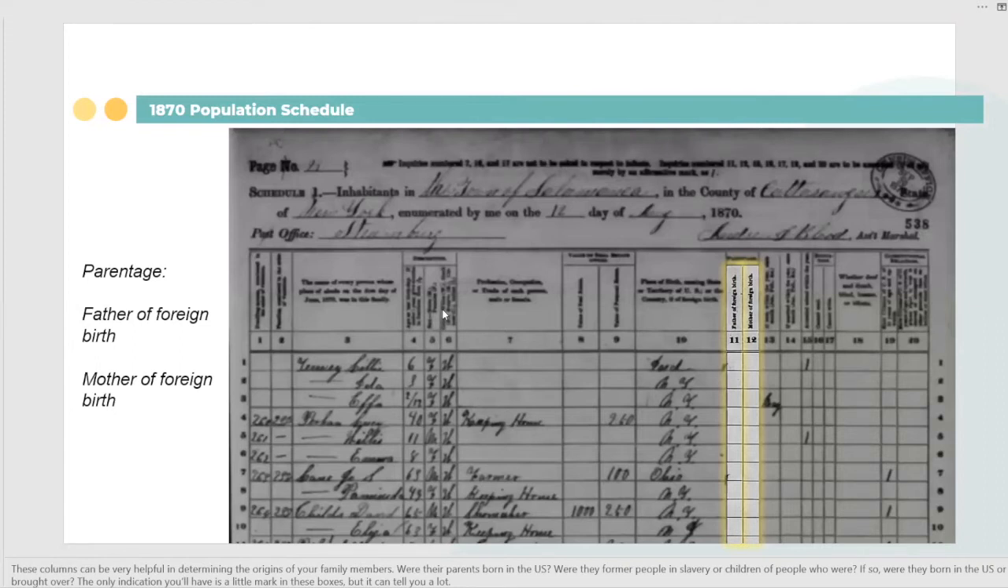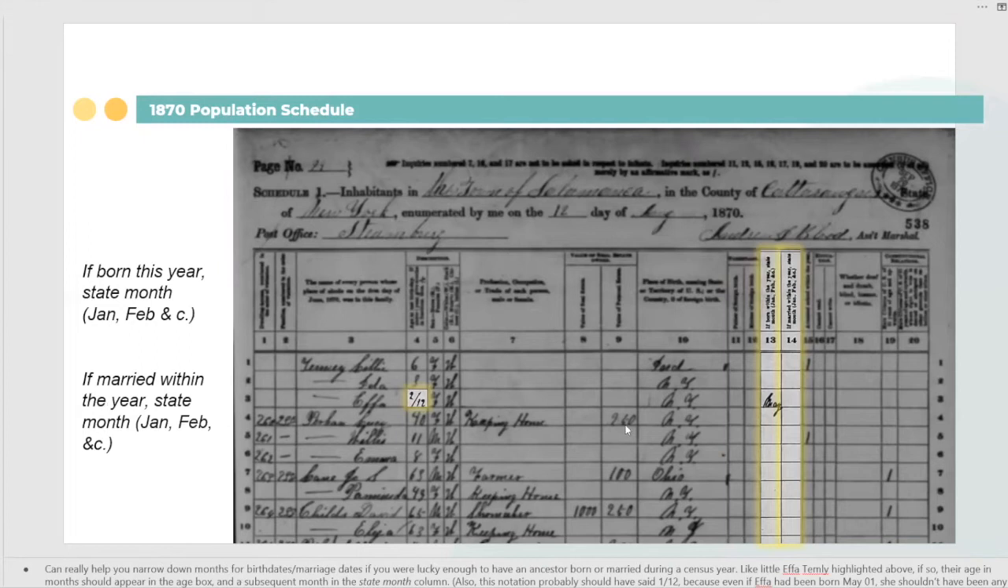Parentage, father of foreign birth and mother of foreign birth. These columns can be very helpful in determining the origins of your family members. If their parents were born in the US, then you're not going to have anything in these columns and it won't really help you. But if they were immigrants, it can help you get started knowing that the next generation back you look for is going to have to be outside the United States. Were they former people in slavery or children of people who were? And if so, were their parents born in the US or were they brought over by force? The only indication you have is a little mark in these boxes, but it can tell you a lot. That will build on further censuses as well.